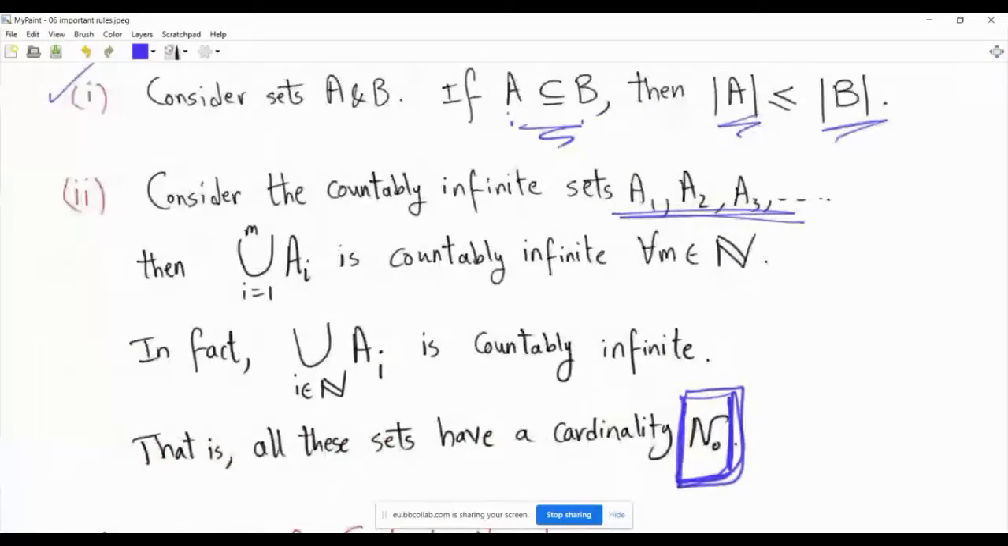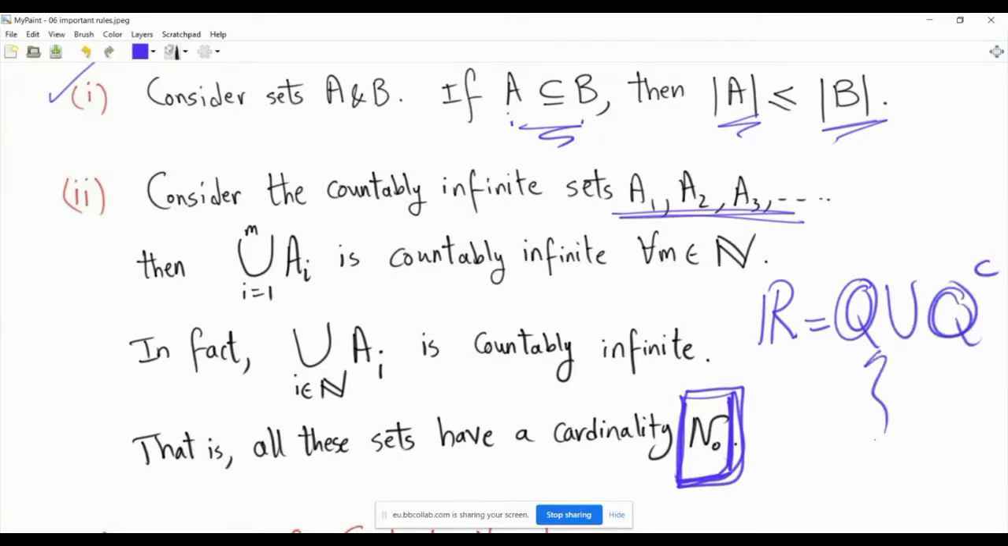Let me give you an example of how this can be useful. Let's take the set of real numbers. Real numbers are basically rational numbers and irrational numbers. Rational numbers can be written as the ratio of two integers, where the integer in the denominator should not be 0. And the irrational numbers are the numbers that cannot be expressed as a ratio or a fraction.